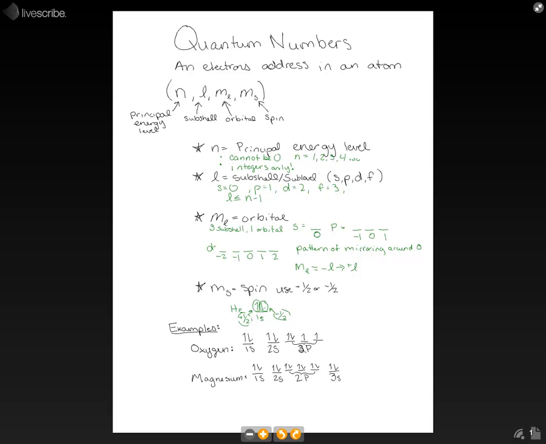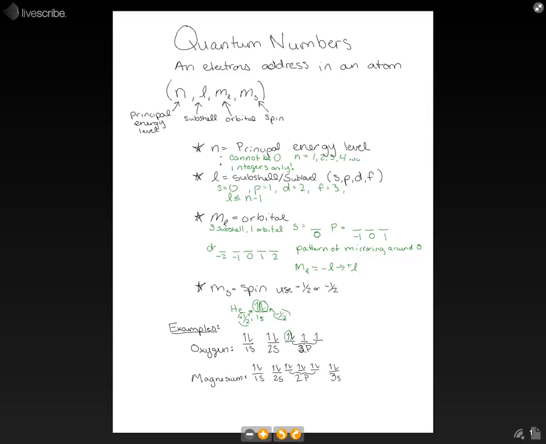If you wanted to switch them and have everything going down being positive, everything going up as negative, that would be acceptable, but in the literature that's going to become really confusing. And now let's look at two examples down here. We're going to label an electron in oxygen and magnesium. So let's determine what our quantum numbers would be for this electron here.